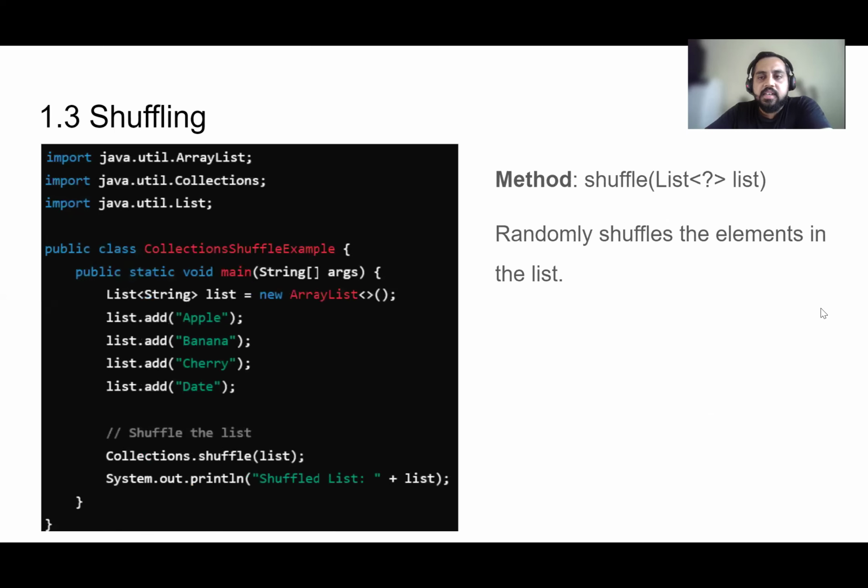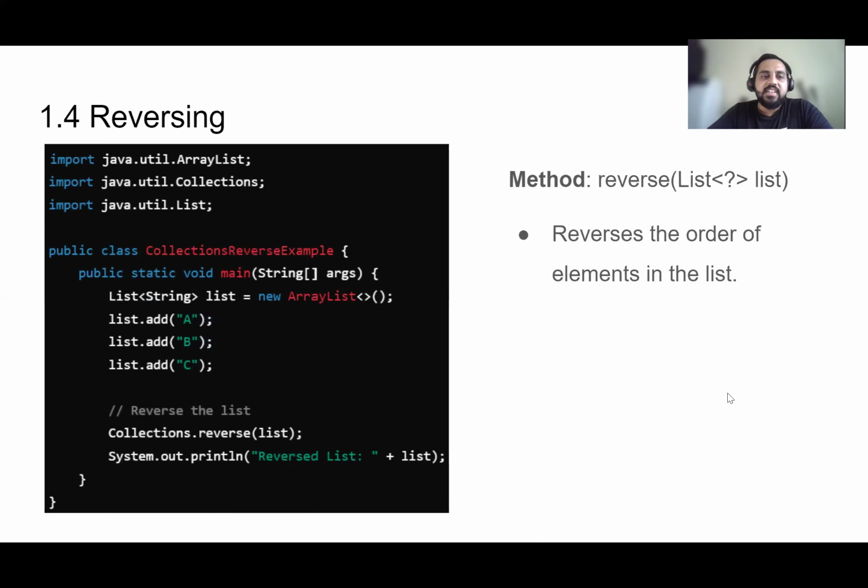Let's see another category, shuffling. Suppose I have a list and I need to do a shuffle. I've created one ArrayList where I've added these values: apple, banana, cherry, and date. As the behavior of a list, it will preserve my insertion order. So I use this Collections utility class shuffle method, and I'll pass the reference variable. Automatically, this gets shuffled. It randomly shuffles the elements in the list.